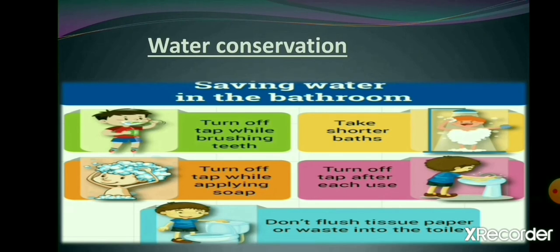We can save water in the bathroom by following these steps. Turn off tap while brushing teeth. Take shorter bath. Turn off tap while applying soap. Turn off tap after each use. Don't flush tissue paper or waste into the toilet.